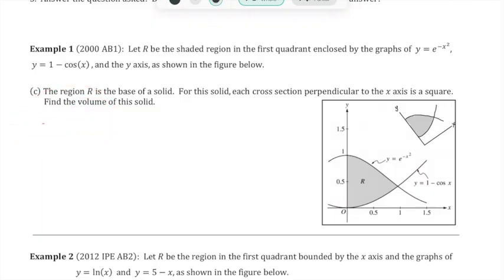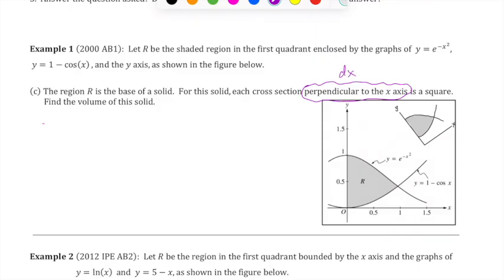All right, so here we go. Let's look at this problem. It says R is the shaded region that's bounded by those two graphs. The region R is a base of a solid. It is perpendicular to the x-axis, so we know from this information alone, it is going to be dx.